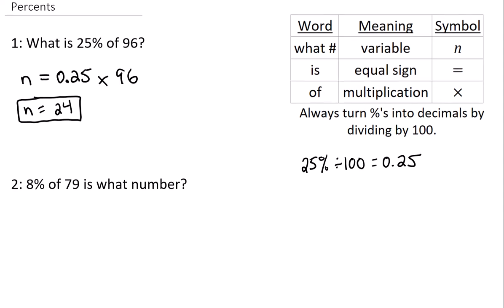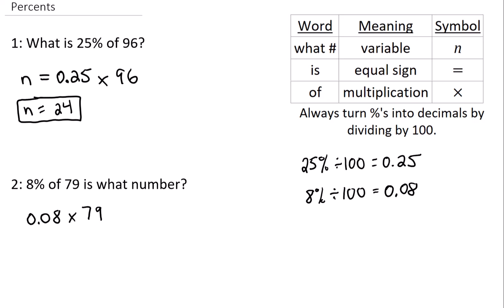Question 2, 8% of 79 is what number? So I'm going to do the same thing. I'm going to create an equation. I start off with 8%, so I'm going to write that as a decimal form. I always turn percentages into decimals. If you're not sure or you don't feel comfortable moving a decimal over to the left twice, you could always divide it by 100. After that, I have of, so I put multiplication. I bring down my 79.